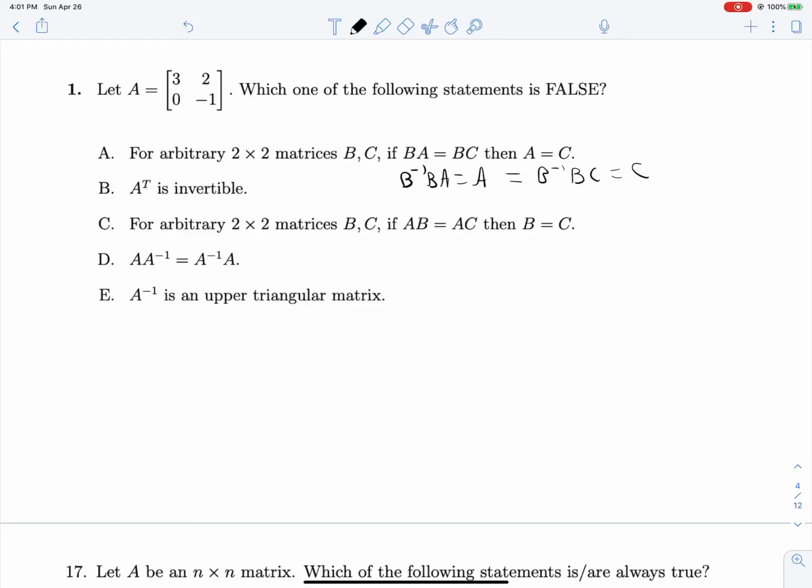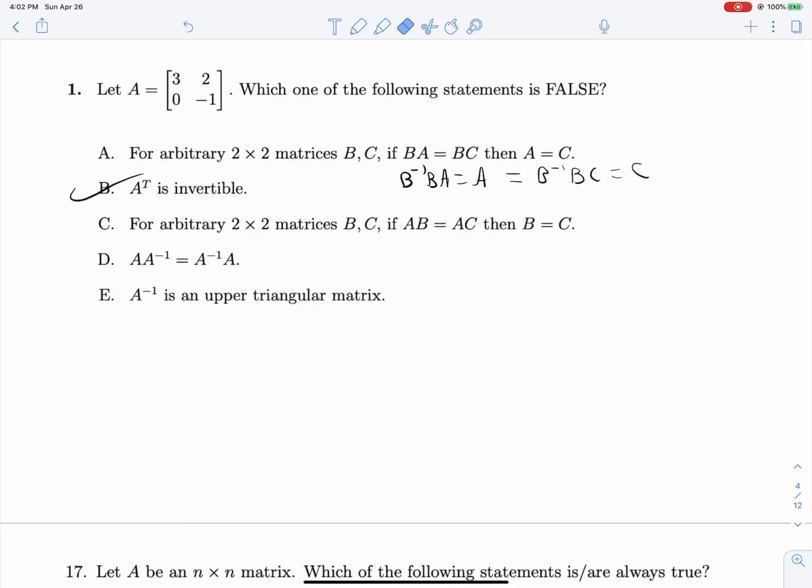B could be the 0 matrix for all we know. So no, this does not check out. A transpose is invertible. Well, remember that taking the transpose doesn't change the determinant of our matrix. The determinant of this matrix right here is non-zero. Thus, A transpose will have an identical determinant, and thus it will also be invertible.